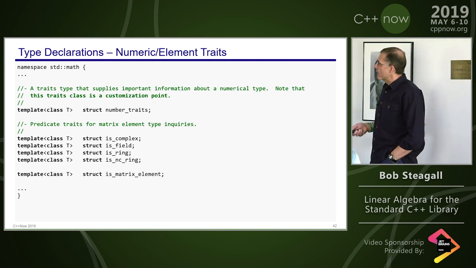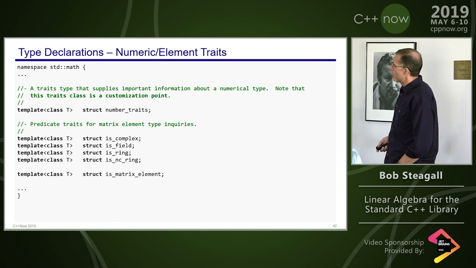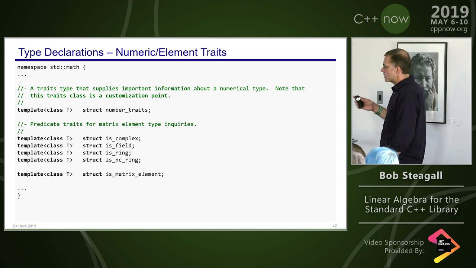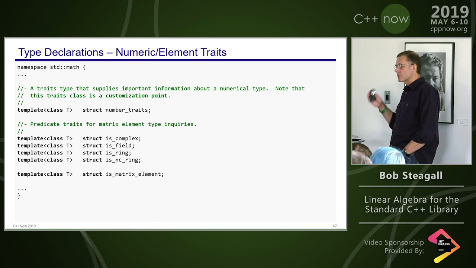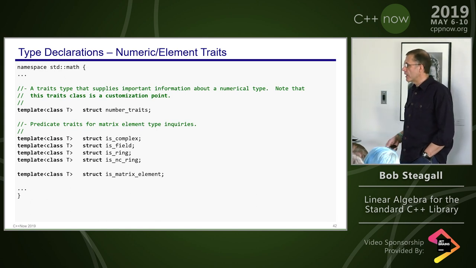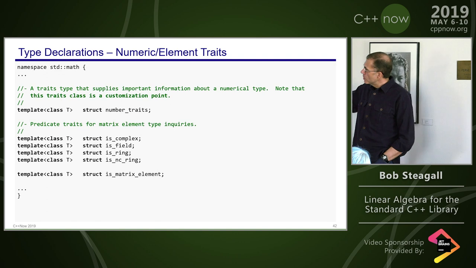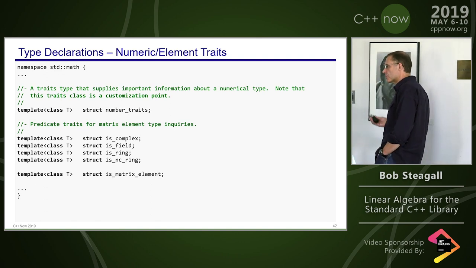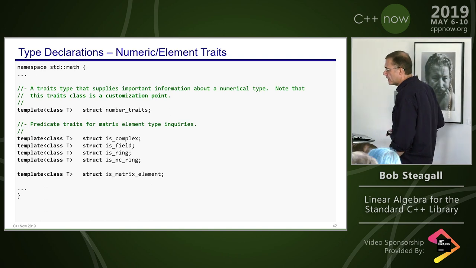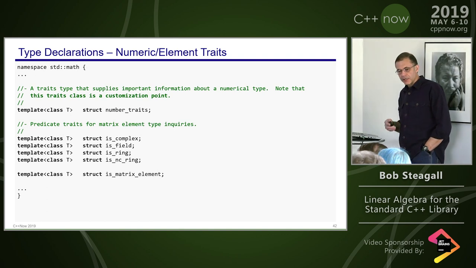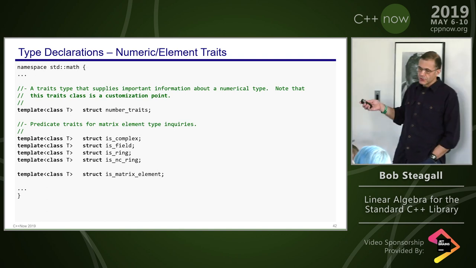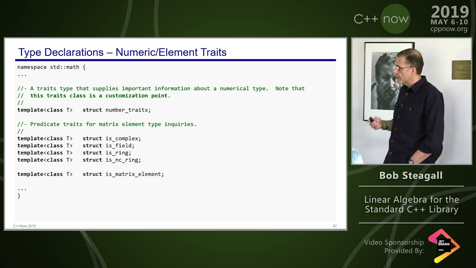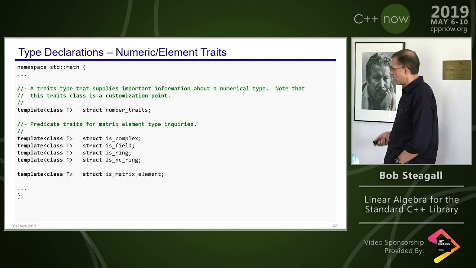Okay, so the numeric element traits. I'm going to run through this very quickly. So at the top is a traits type, number traits. When I mentioned a customization point, this is the specific thing that one might customize. We have some new predicate traits types: is complex, is field, is ring, is non-commutative ring. And finally, is matrix element. This is the predicate type that the engine used to determine whether or not the thing you're trying to instantiate me in terms of is in fact suitable to become an element.